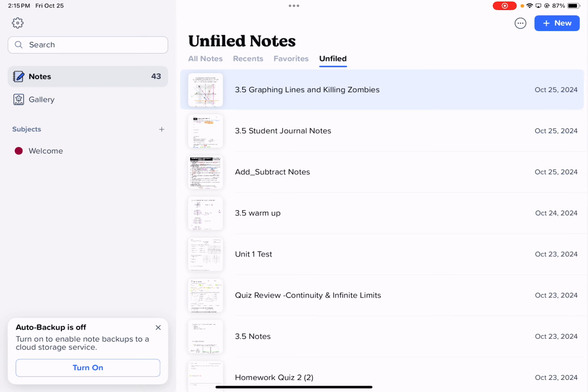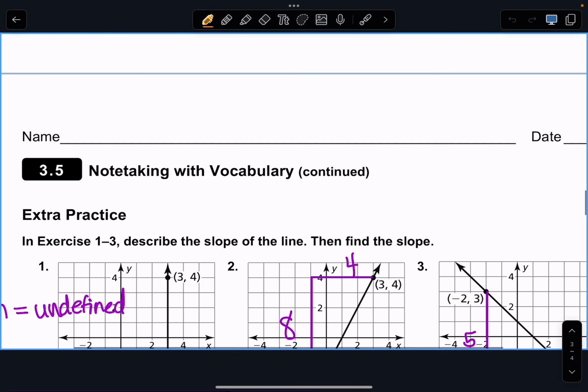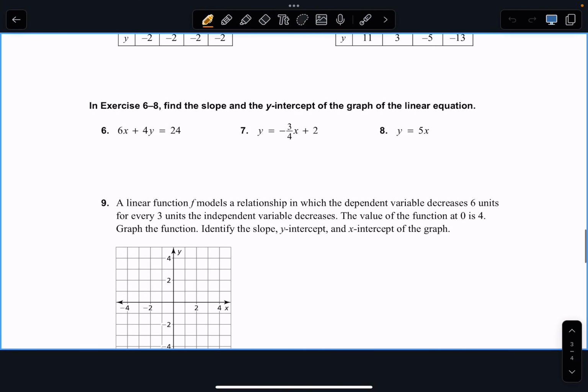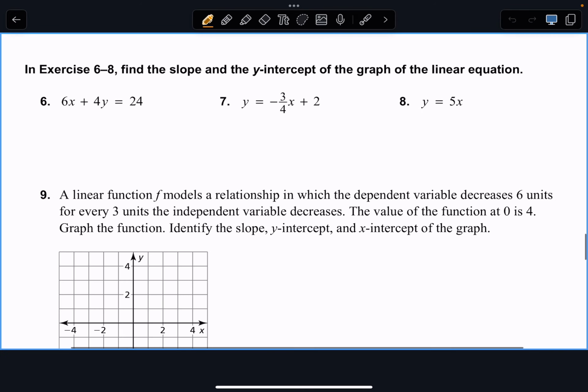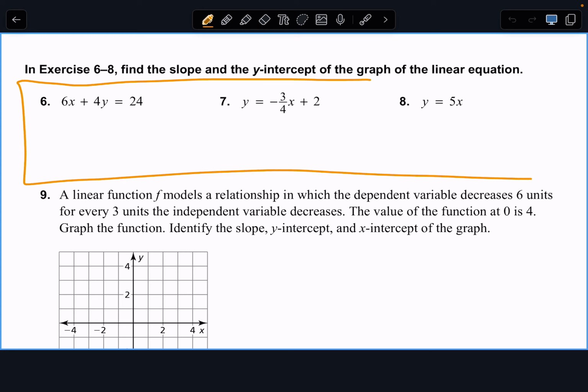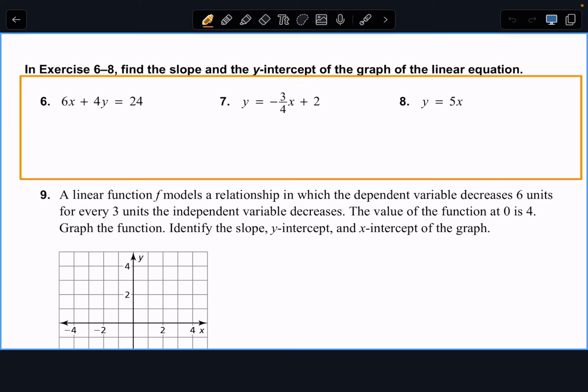Let's go back to our student journal. I need you to go to page 83. Let's pretend I got all of them right. Okay, so let's work backwards. 4, 6, 7, 8. We're going to work backwards. In number 8, I want slope and I want y-intercept.